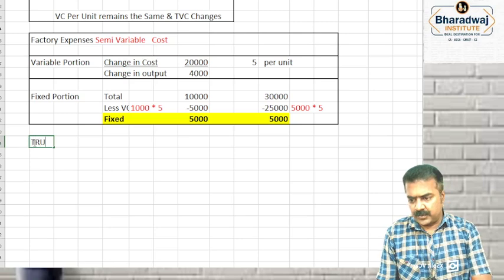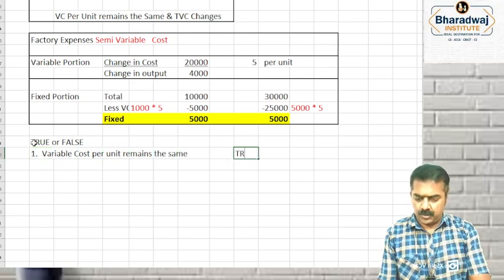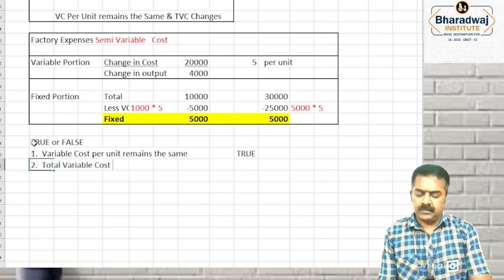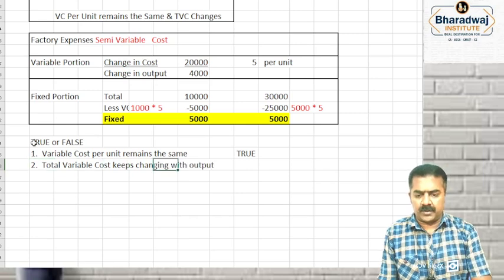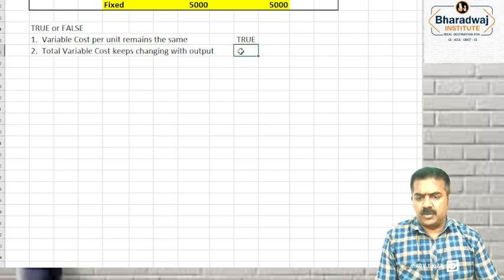It's based on true or false. Variable cost per unit remains the same. True or false? True. Per unit it remains the same. Total variable cost keeps changing with output, true or false? Wait, I'll give you time to copy. Wait. Total variable cost keeps changing with output, true or false? True.